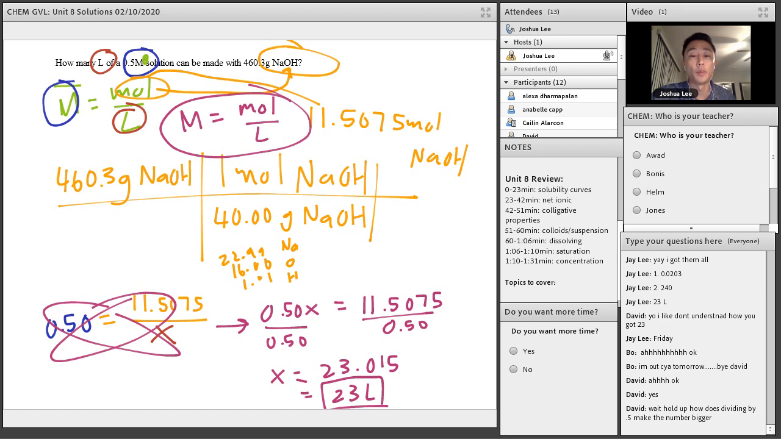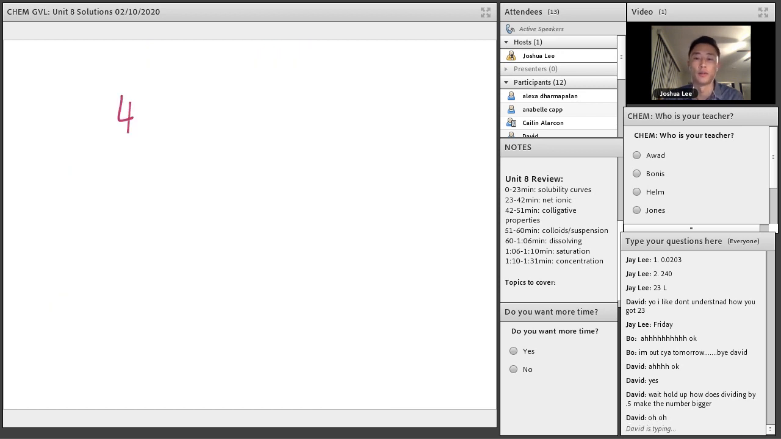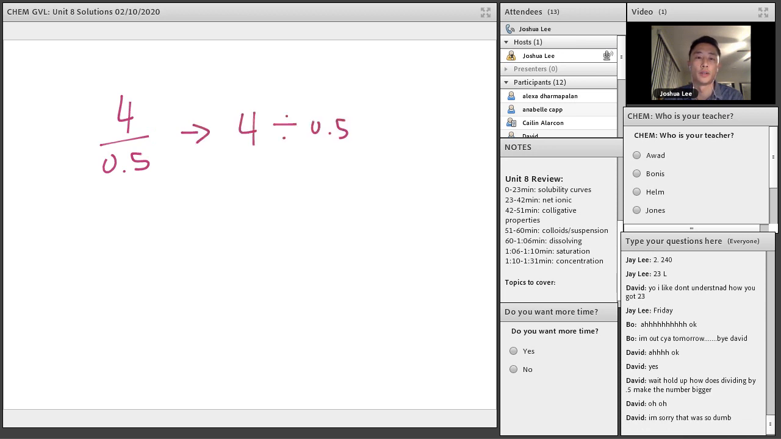So dividing by 0.5 is the same thing as multiplying by 2. Because if we just did another problem, like 4 divided by 0.5, this is the same thing as saying this divided by this, which then becomes 4 times 2 over 1, 8.